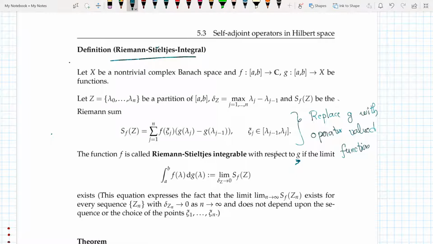The next thing that we look at is the Riemann-Stieltjes integral. The Riemann-Stieltjes integral is basically a way to take integrals. I have a function f defined on [a,b] to C, and similarly a function g defined on [a,b] to X, where X is a non-trivial complex Banach space, and f and g are functions.